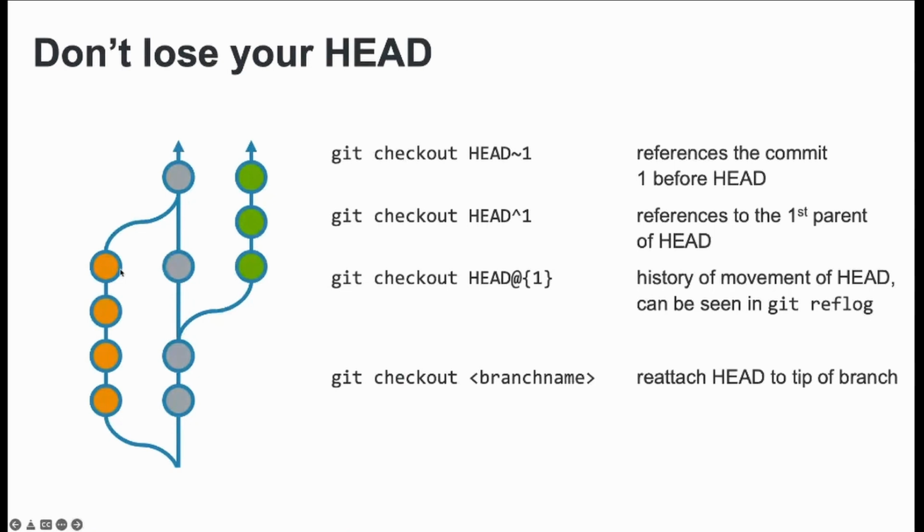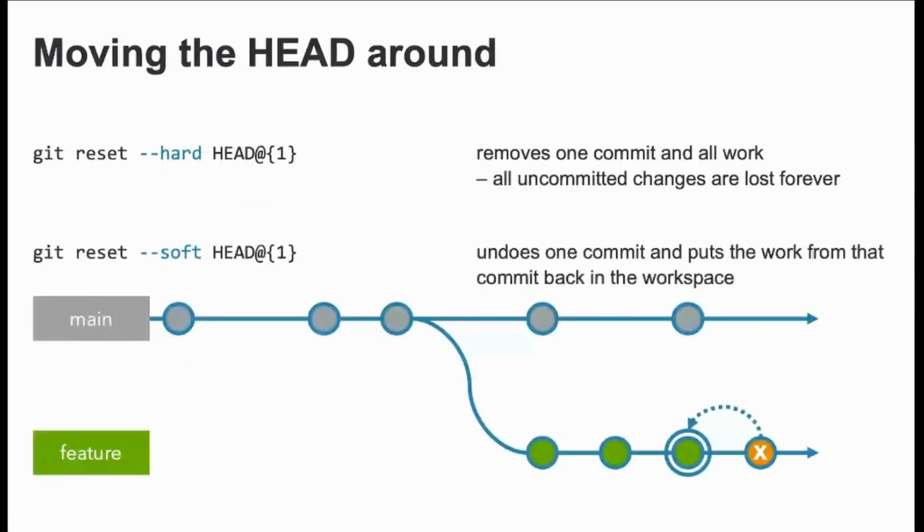So if you want to move the HEAD around, you can use a git reset. So that means just going back from one point and going back one step in this case. And so a hard reset means that you remove one commit and all work, and all your uncommitted changes are lost forever. And a soft reset undoes one commit, puts back the work from that commit in your workspace, so it looks like uncommitted changes.